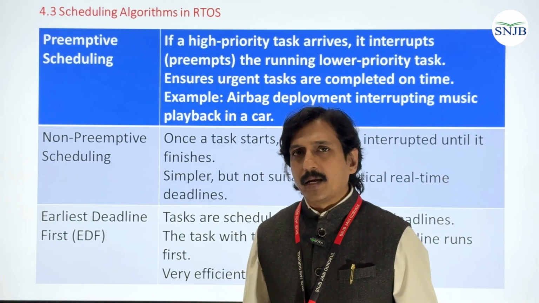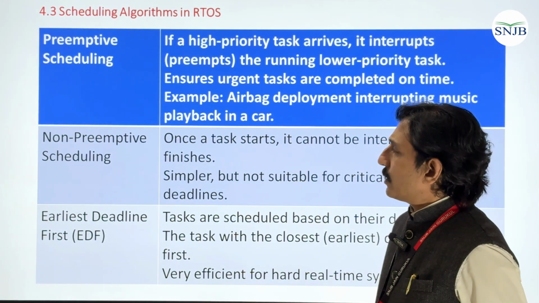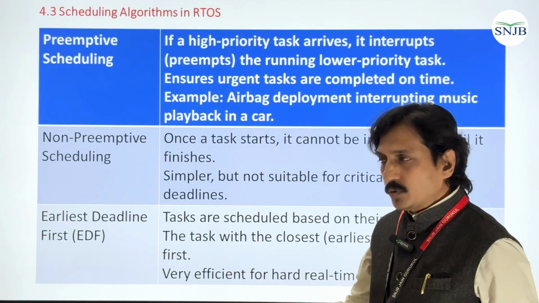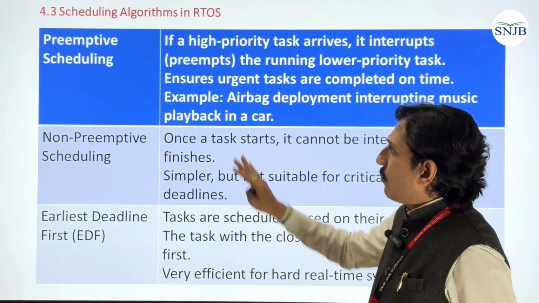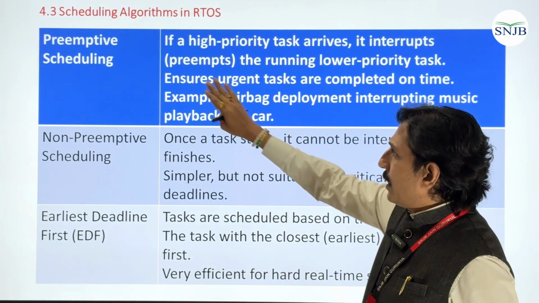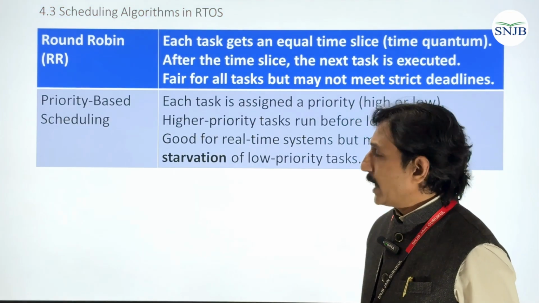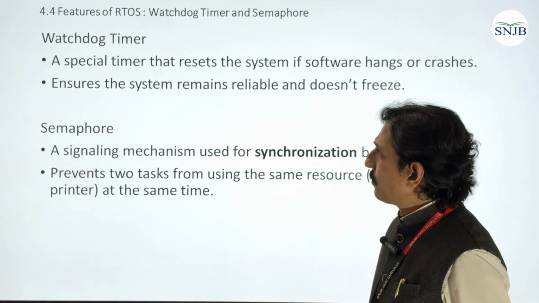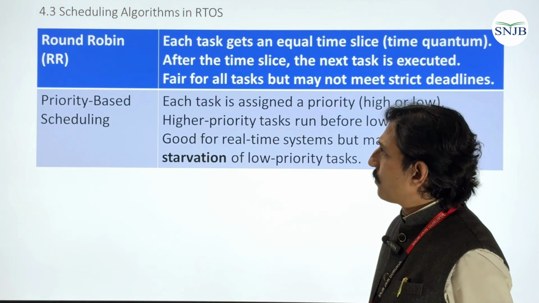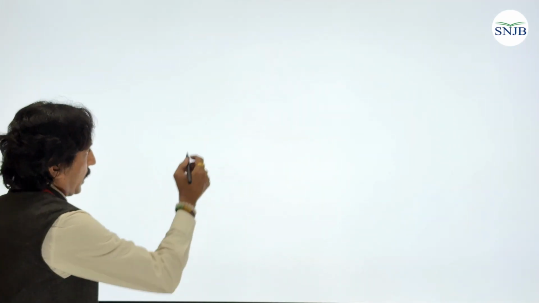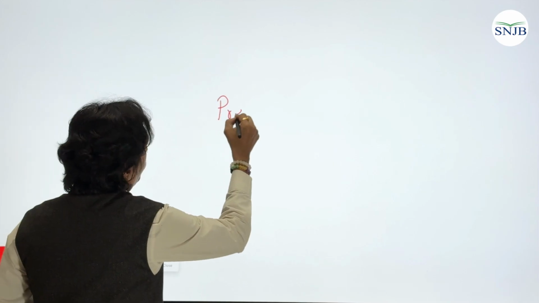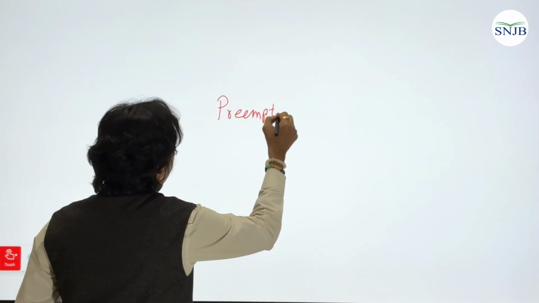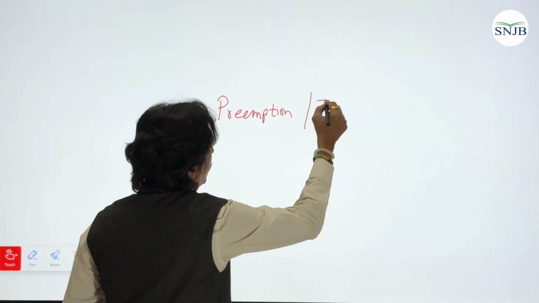Now the next topic is the remaining scheduling algorithms. Among them, preemptive scheduling is the first one. As far as preemption is concerned, preemption means interruption.